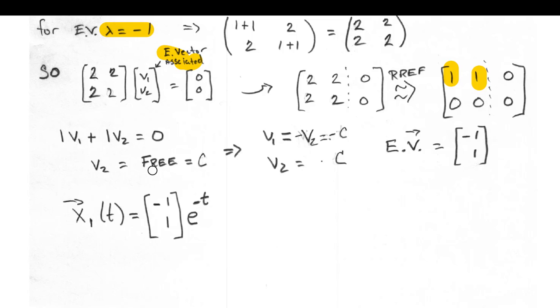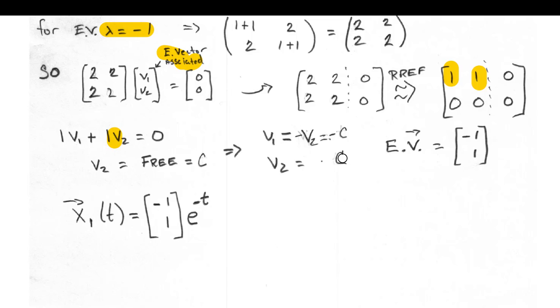So v2 is a free variable, which in this case we're going to call c. If I move v2 over to the other side of the equation, I get v1 equals minus v2, and since v2 is equal to c, v1 is equal to minus c, and v2 is equal to c. So now I have the eigenvector v1, v2 as minus c, c.